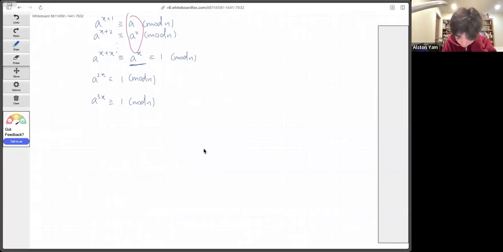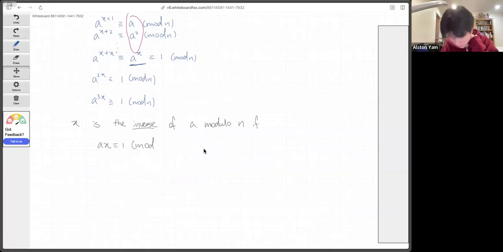So we have x is the inverse of a modulo n if a times x is congruent to 1 mod n. Okay. It is quite hard to think about this in terms of any general n, so let's look at some special cases.